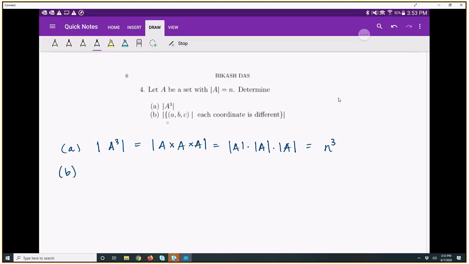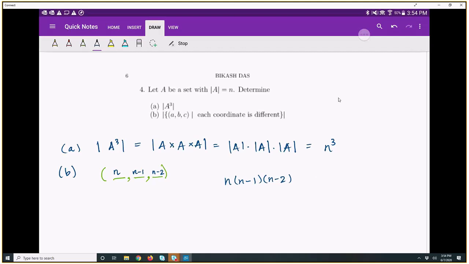What about the cardinality of the set of all possible triplets A, B, C, where each coordinate is different? So an element of this set is going to be a triplet. I'm going to think of it as these three blanks. The set A has n elements, so there are n choices for the first blank, but then I know that I want each coordinate to be different. So for the second, I have n minus 1 choices, and for the third, I have n minus 2 choices. So the cardinality of this set then should be n times n minus 1 times n minus 2.